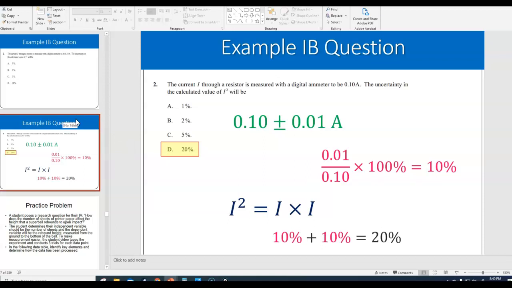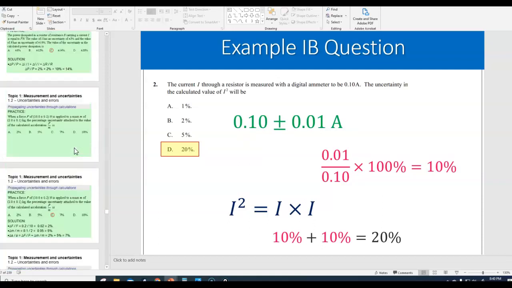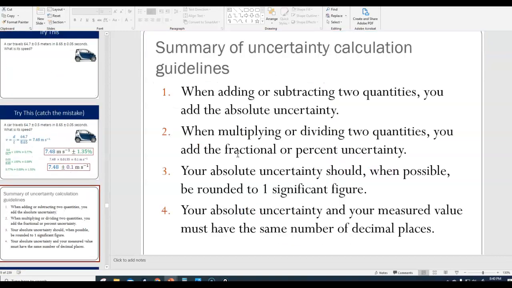Okay, so that is how you do uncertainty calculations. I will leave the video here, because it all comes down to understanding these guidelines. You should be able to do all of your practice assignments now. Please, please, please let me know if you have any questions with any of those assignments. If you can handle these uncertainty calculations, then you should be perfectly fine for the test.